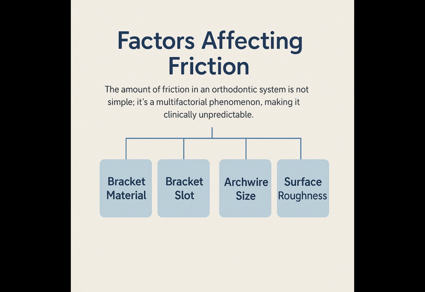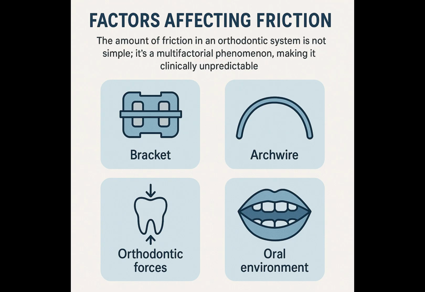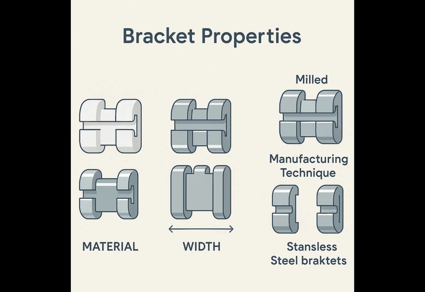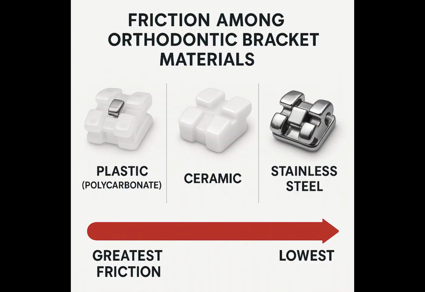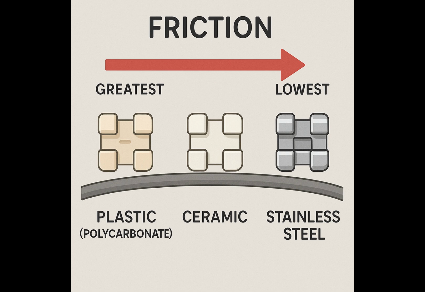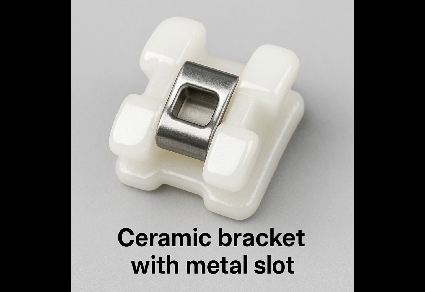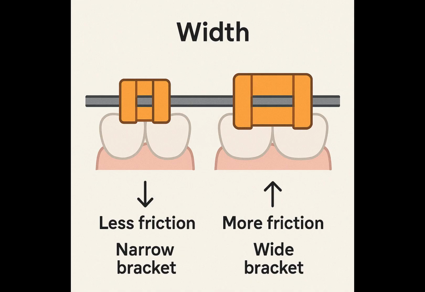Factors affecting friction. The amount of friction in an orthodontic system is not simple. It's a multifactorial phenomenon, making it clinically unpredictable. Let's break down the key factors. Bracket properties, material. Among orthodontic bracket materials, plastic, polycarbonate and ceramic brackets generally exhibit the greatest friction, while stainless steel brackets have the lowest. Some ceramic brackets now incorporate metal slots to reduce this drawback.